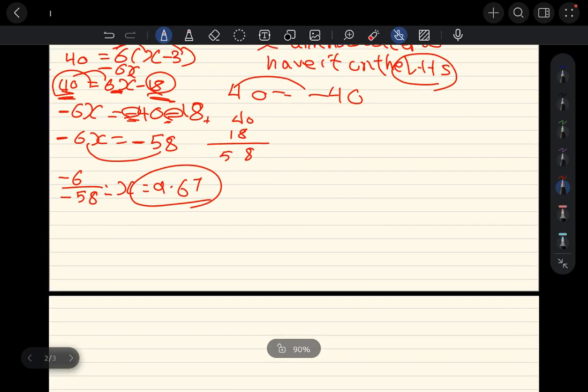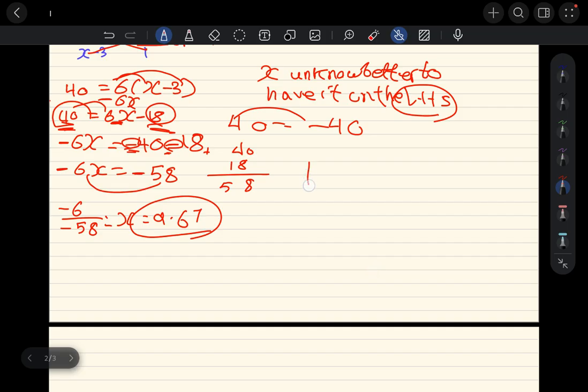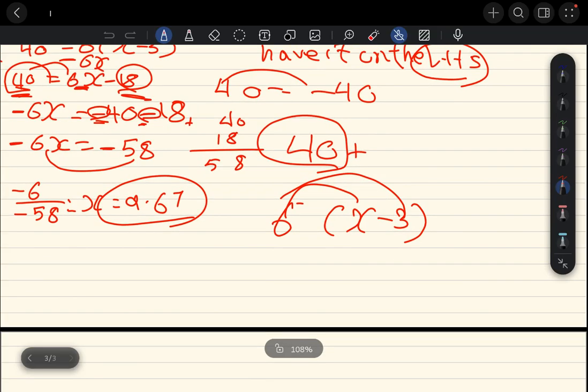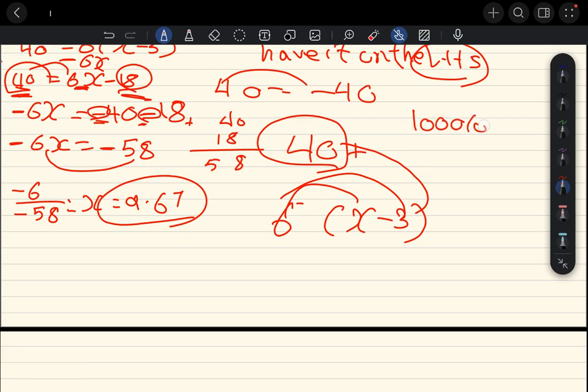I have to substitute. So it's here, it's 40, right? Plus 6 by x minus 3. We said that x is 9.67. So if you expanded the bracket, you would find that 40 is my answer. And if you have checked that 40 is your answer, it is 100% correct.